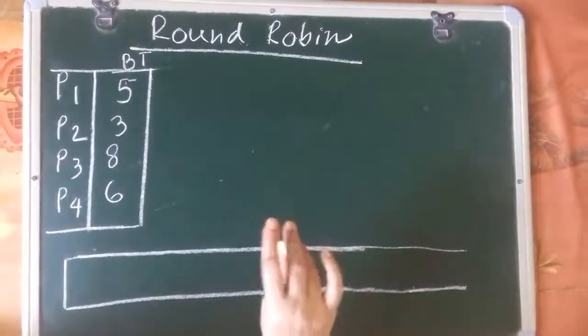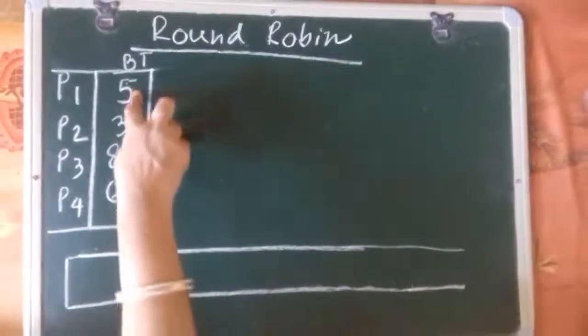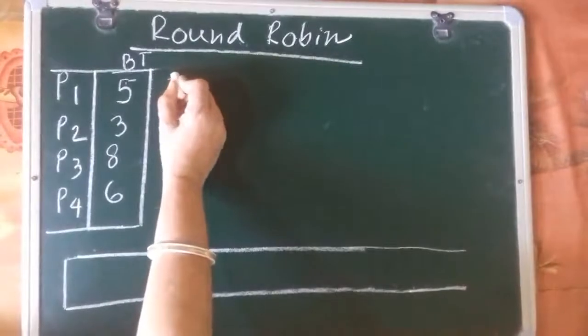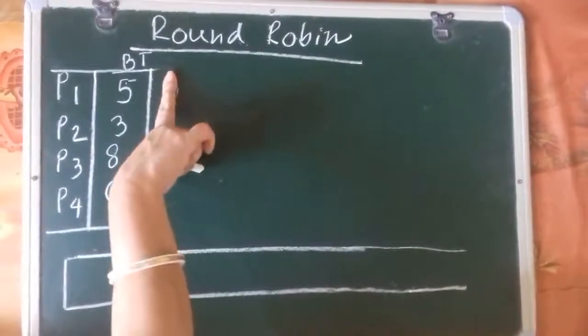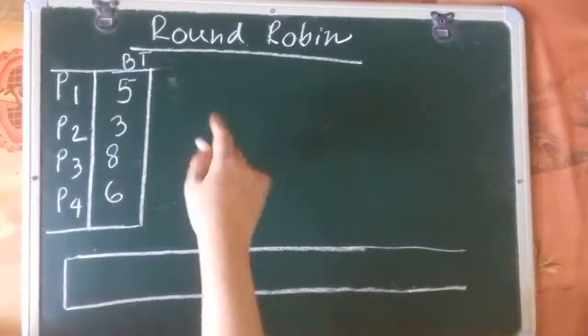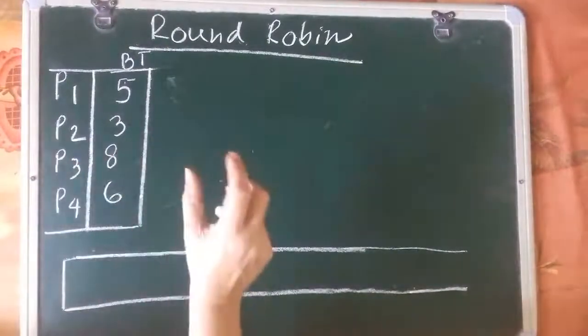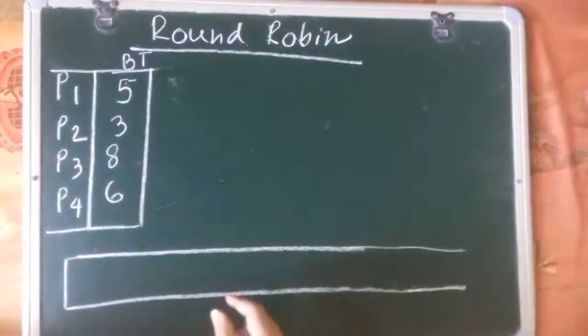It does not matter. But where it matters, please notice. If I am taking the time quantum as 5, what does time quantum mean? Time quantum means the maximum time the CPU can be given to a particular process. And that amount of time should be given to all the processes in a circular way.